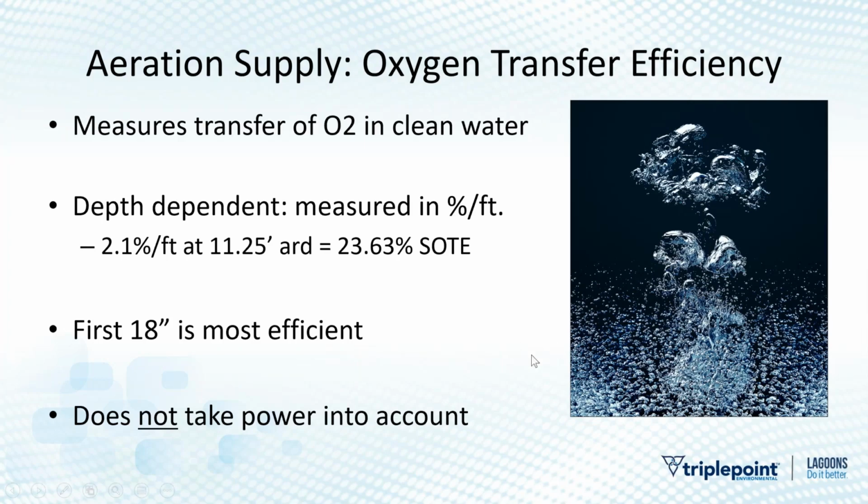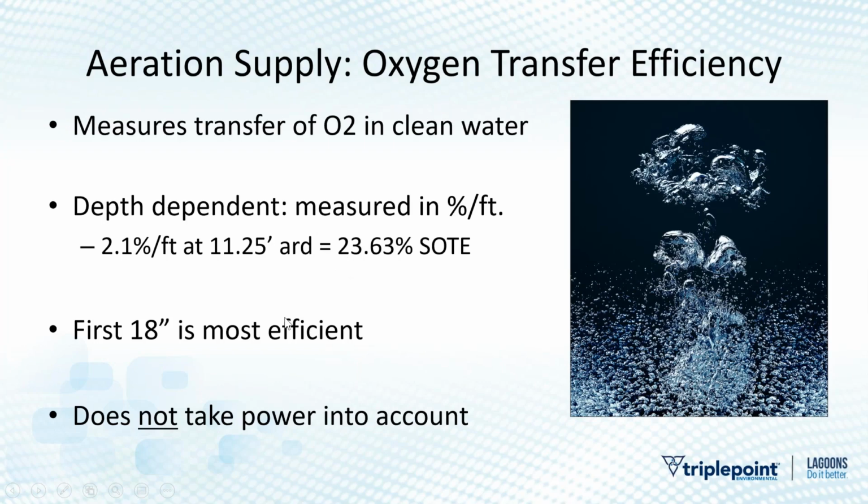As I mentioned earlier, oxygen transfer efficiency is all about bubble rise time. The longer we can rise in the water column, the more time there is to transfer that oxygen. So the deeper we are, the more feet we have, the higher the overall oxygen transfer rate. If we have a piece of equipment that's 2.1% per foot of submergence at, we'll say, a 12-foot water depth, so the air release depth will be around 11.25 feet, the standard oxygen transfer efficiency for that equipment in that basin would be about 23.5%.